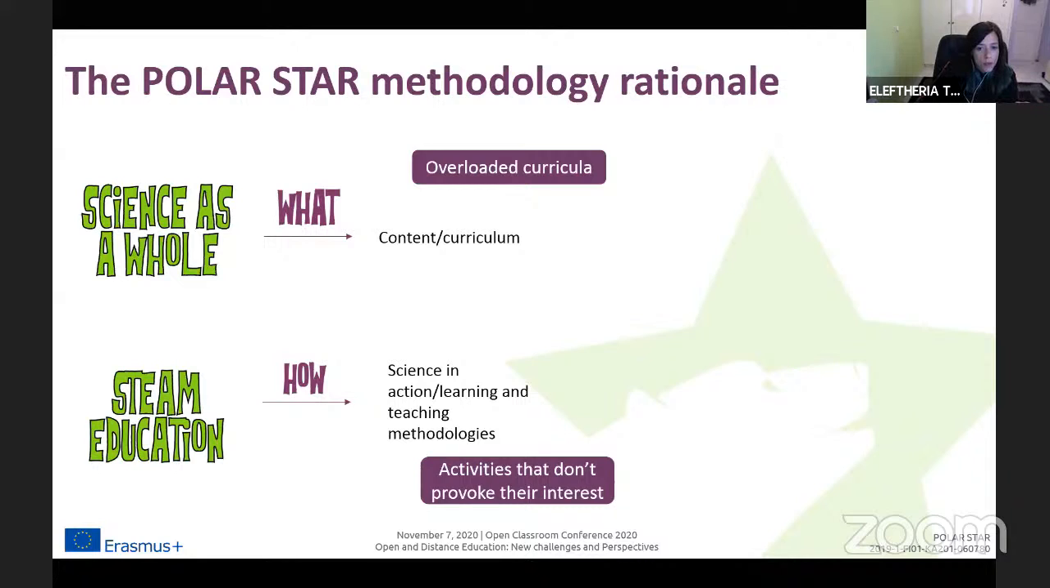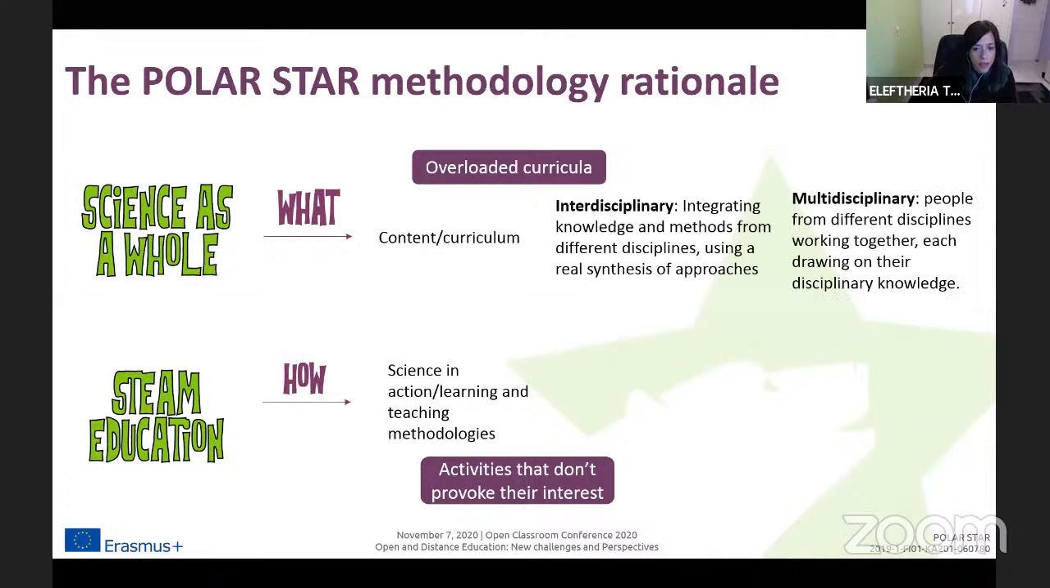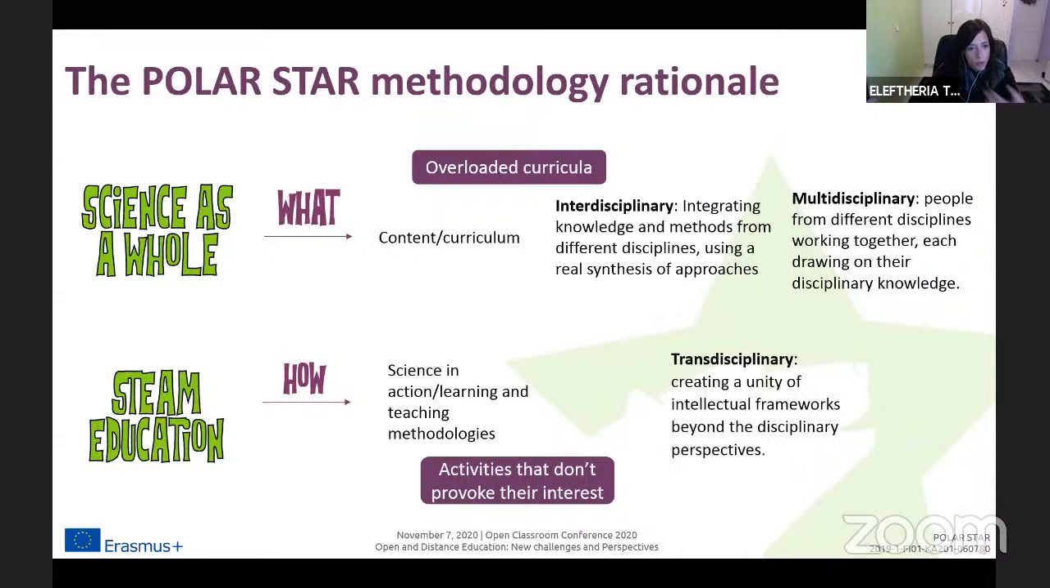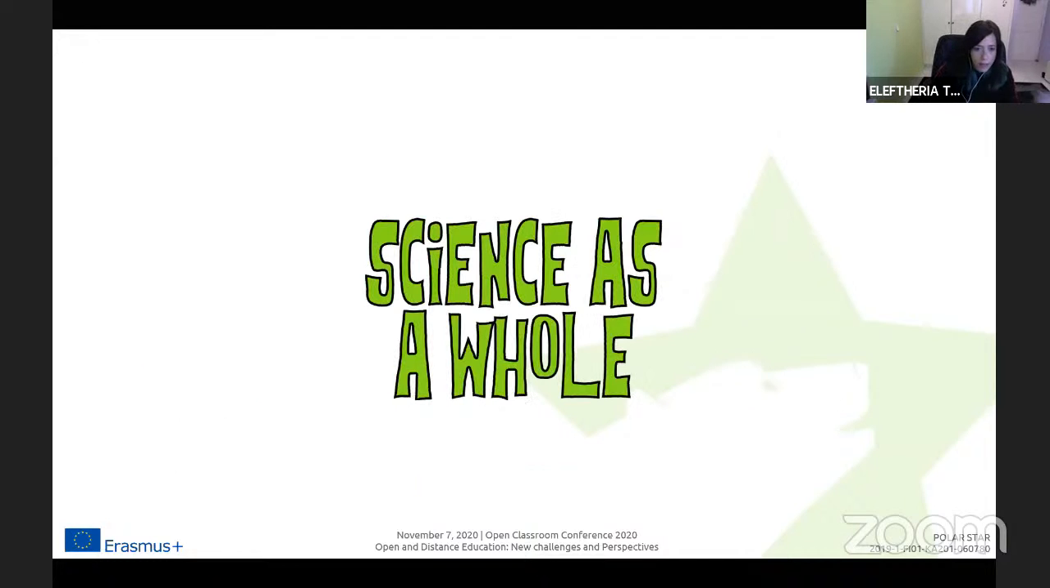So this part of the methodology has to do with interdisciplinary and multidisciplinary learning and bringing all the science disciplines together to create one meaningful synthesis out of them. And when it comes to STEAM education, we go beyond science. We transcend the science discipline as a whole, and we go transdisciplinary because we're bringing in technology, engineering, art, and mathematics into the game to create a bigger unity. So science as a whole, like I said, is the part that we're going to talk about.